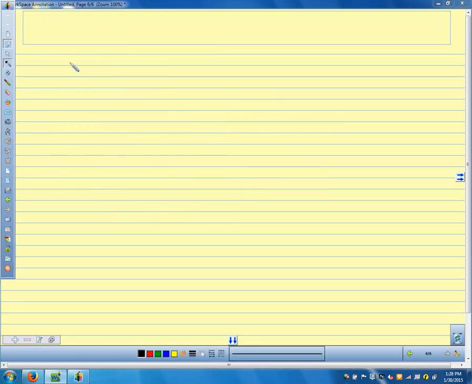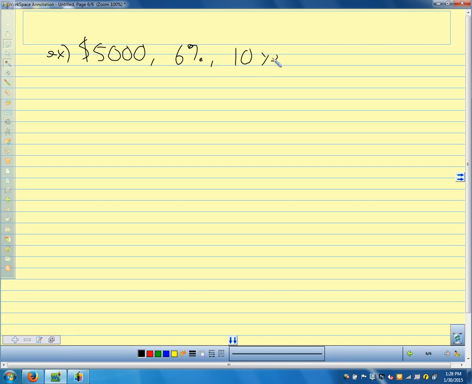Okay. So let's say we have $5,000. We get 6% annually, and we invest for 10 years. We want to know how much we have, and we're going to calculate it for several different compounding periods. Annually.